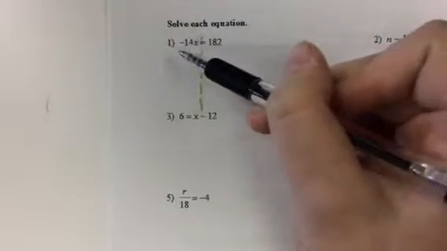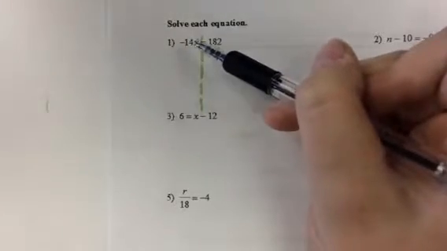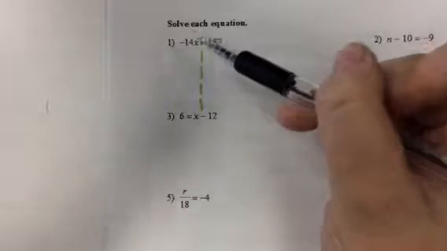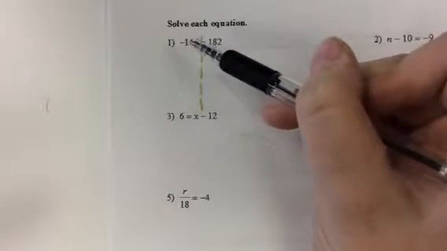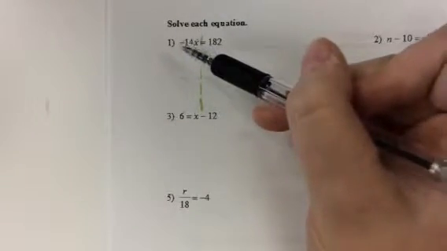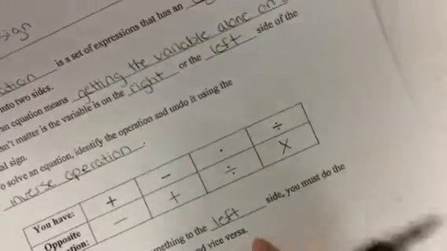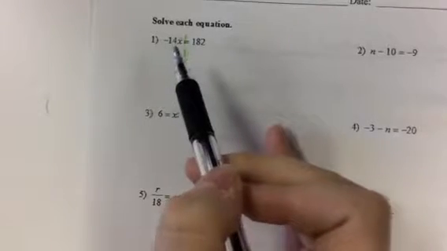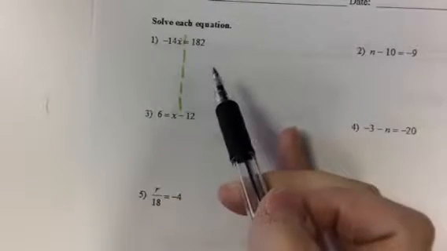So we have negative 14 right next to a variable. We all know by now that this means multiplication. So how can we undo that negative 14, this multiplication here? How can we get that to the other side? Well, we just talked about our inverse operations. The inverse operation of multiply is to divide. So let's divide this negative 14 over to the other side.